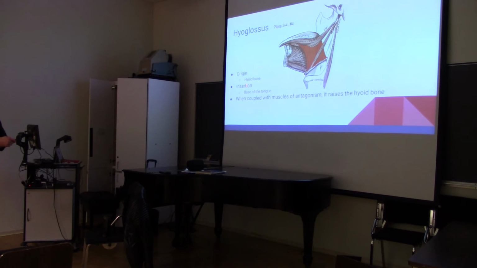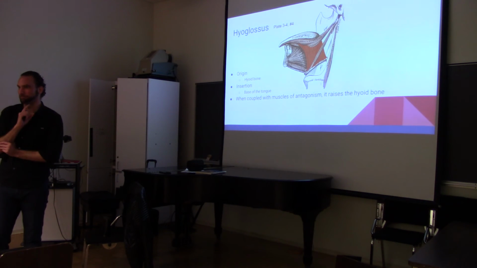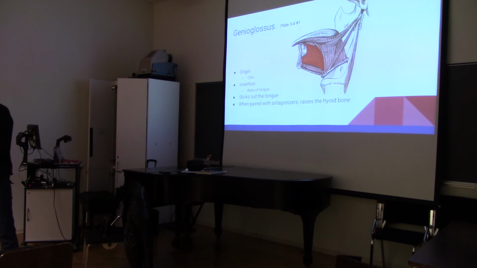Hyoglossus. This is the hyoid bone and the base of the tongue, right here. We're not talking about the tongue muscles yet, but this one goes from the hyoid bone down here and up here. This is a good example of a picture that I would have you label. When coupled with the antagonist muscles, it raises the hyoid bone. Why does it say glossus? Hyoid I get, because hyoid. Glossus means tongue. Perfect.